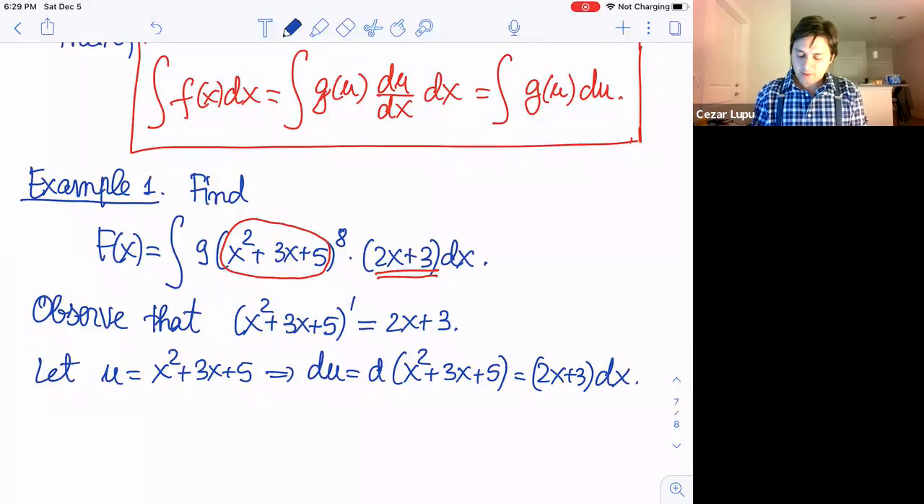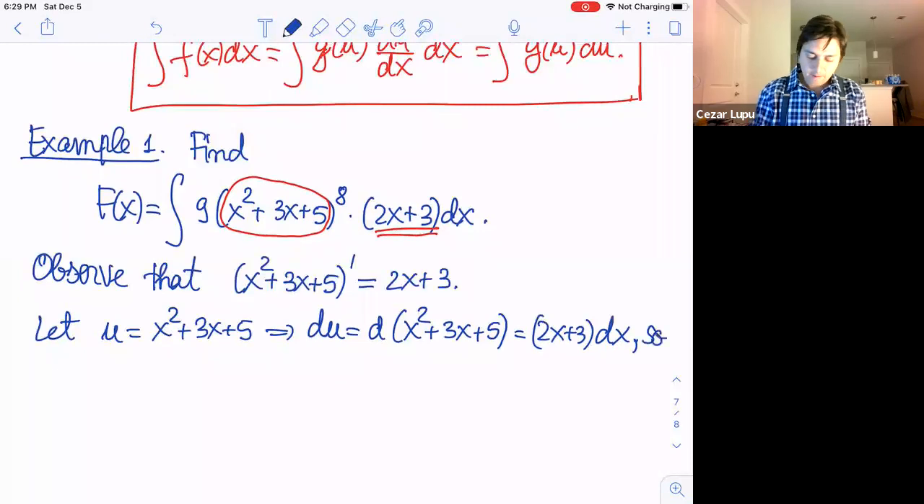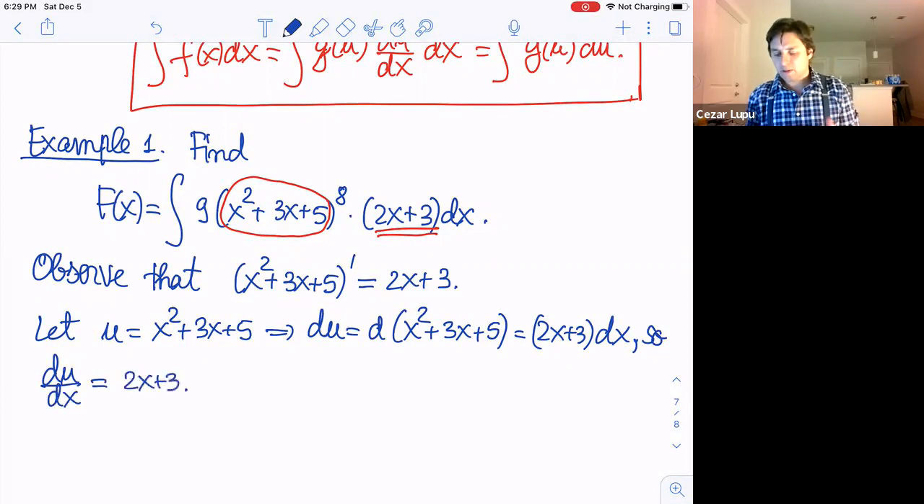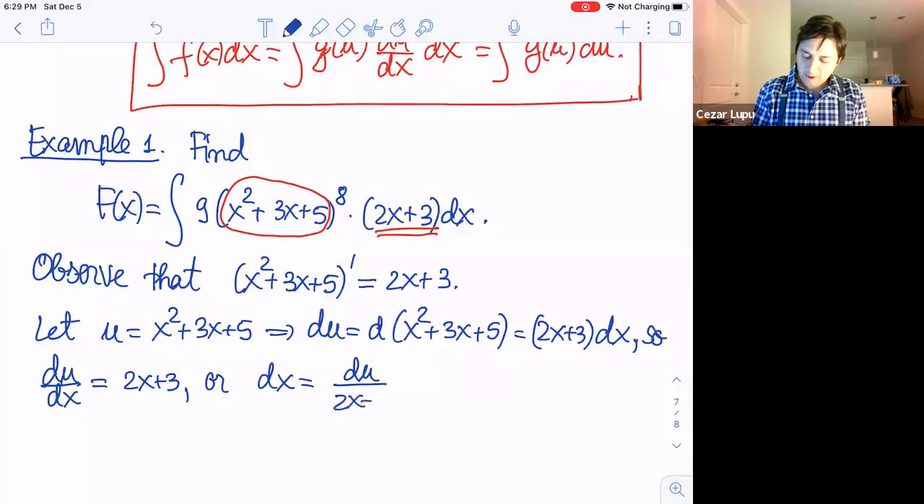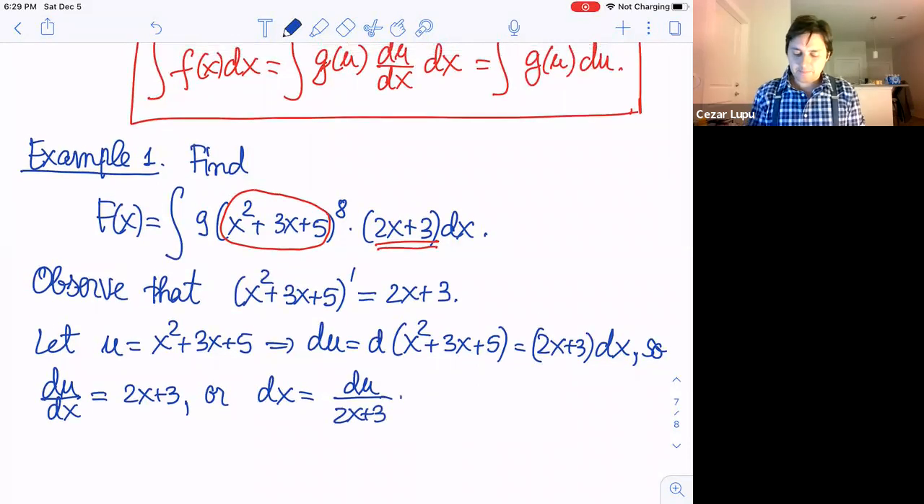So du over dx is 2x plus 3. Or like I said, you can write du equals 2x plus 3 times dx. Or dx will be, if you want, du over 2x plus 3. All right, great. And now we're gonna replace this.